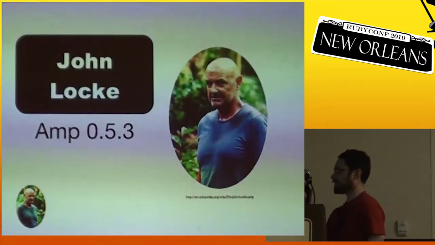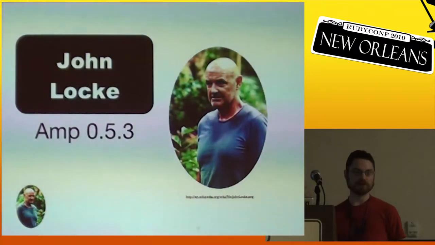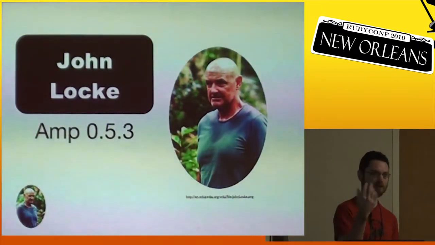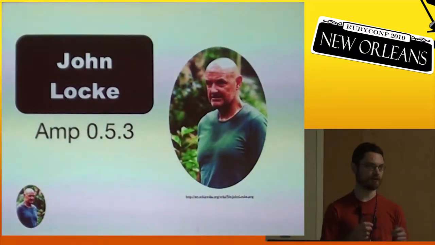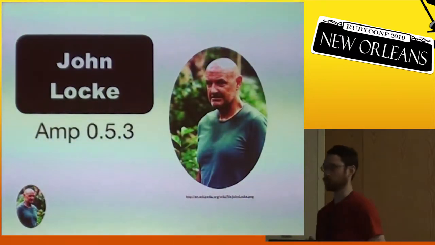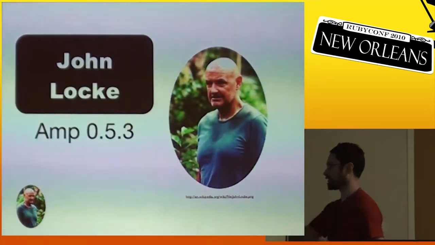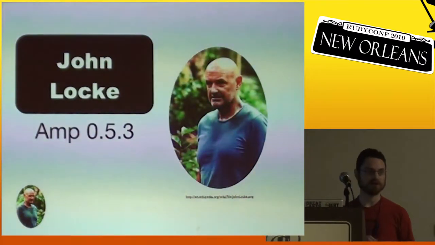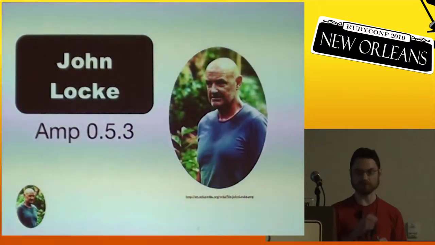So what I've just described is AMP 0.5.3, which was done under the title of John Locke. I'll be using that name to refer to that version of AMP as we go through this presentation, and that sort of icon will signify I'm talking about what you'll gem install today.